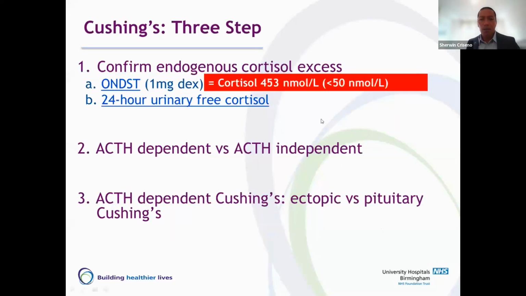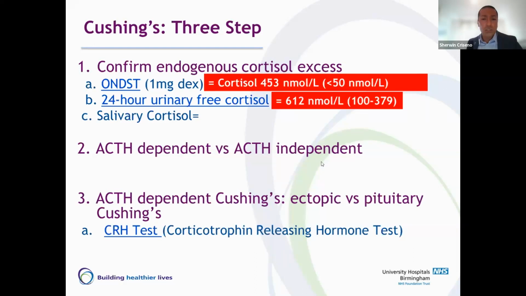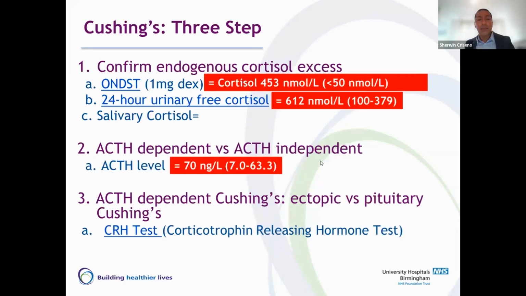Okay, so for this particular patient, the urinary cortisol came back 612 nanomoles per liter, and the normal cutoff in our organization is 100 to 379 nanomoles per liter, clearly showing that there is cortisol excess, together with the overnight dexamethasone suppression test. Again, another choice that Professor Kadapitaki mentioned is the late night salivary cortisol, and we did 2 late night salivary cortisol tests for this patient that both came back high as well.